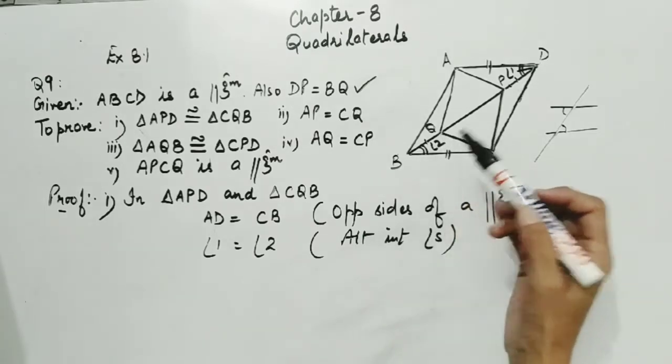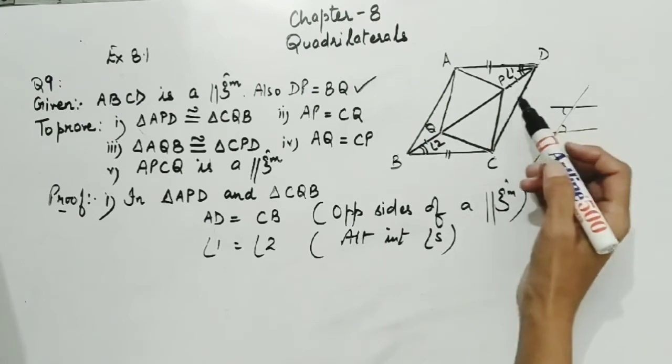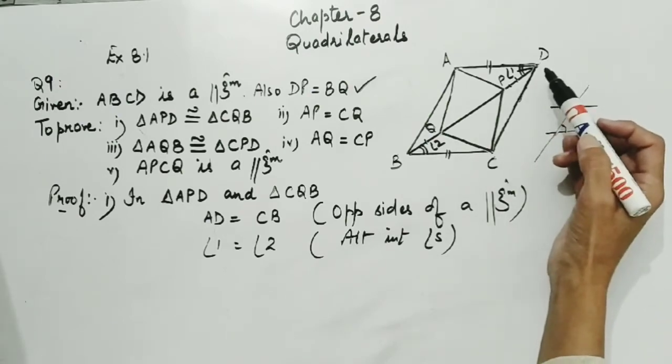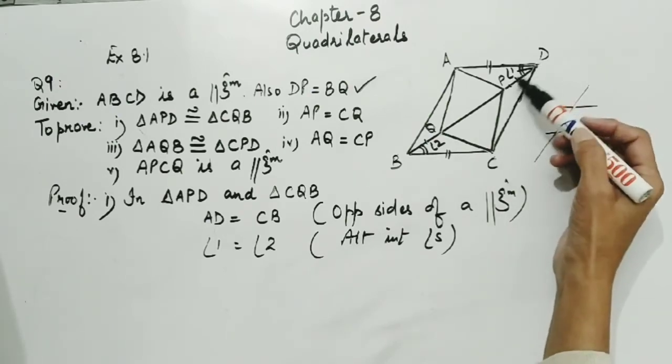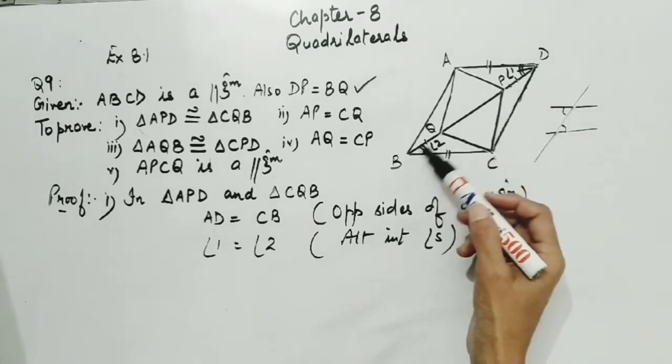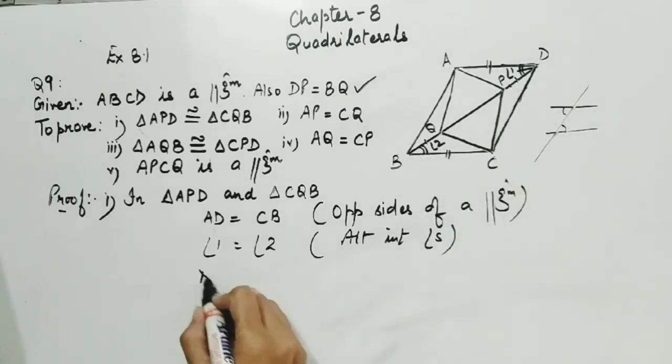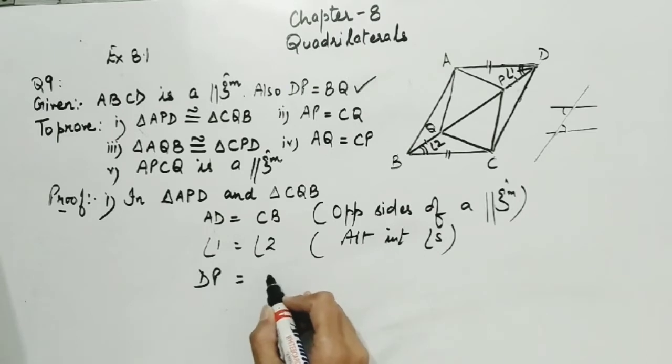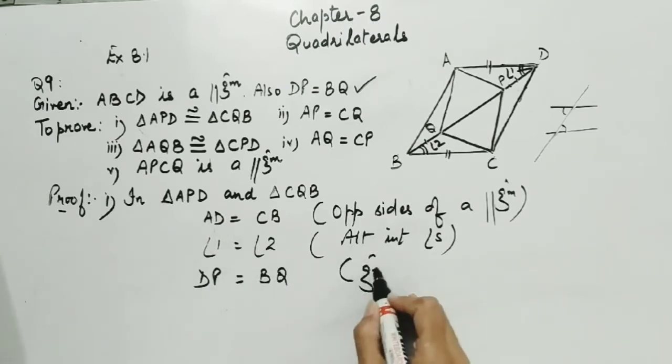Further, we have the third matching part which is given in the question itself, which says DP is equal to BQ. DP and BQ are equal. This information is given.